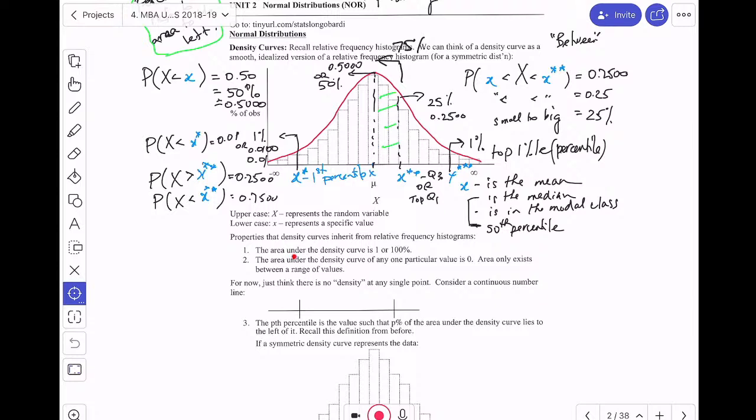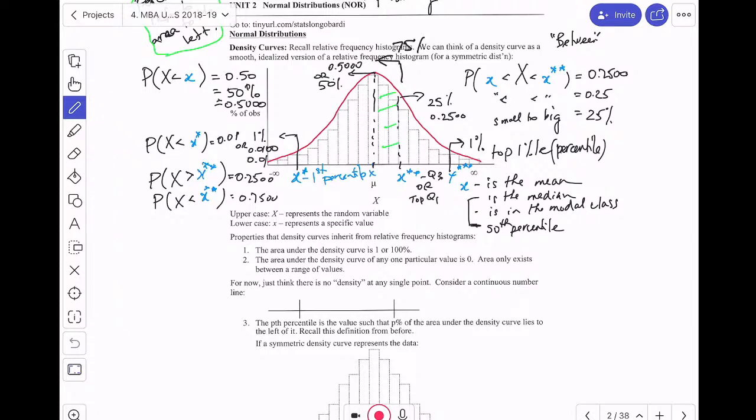So the area under the density curve is 100%. The area under the density curve at any one particular value, however, is 0. What am I talking about? The area, the density, only exists between a range of values. So I talked about less than and greater than and between, but because it's a continuous distribution, the chance of being at exactly one value, we say the probability of that is 0. Okay, it's not interpretable. And I used an example to demonstrate.